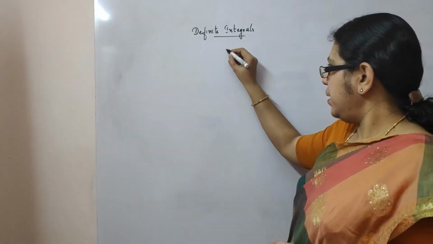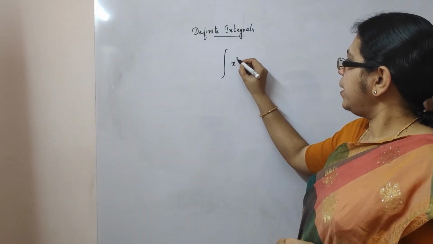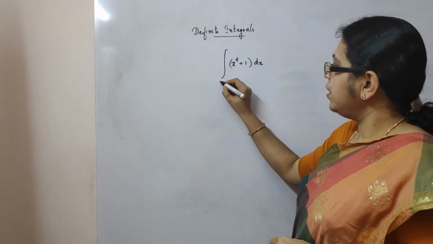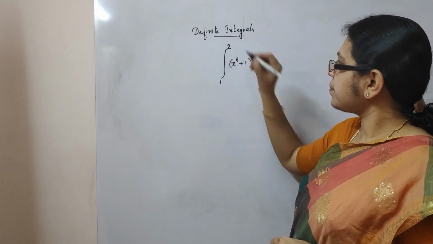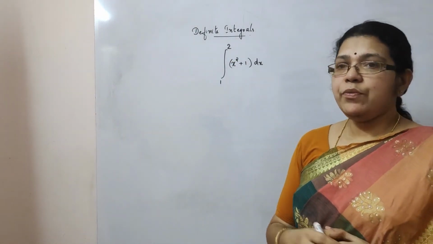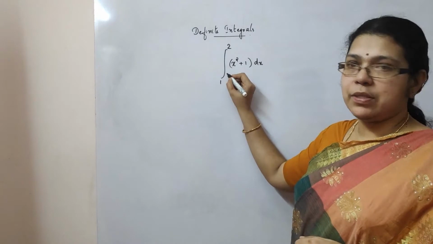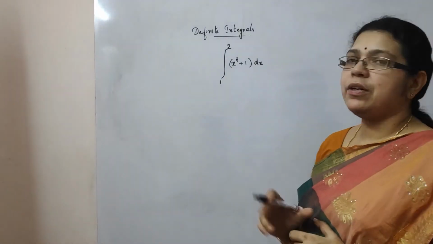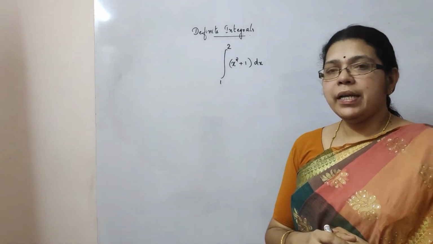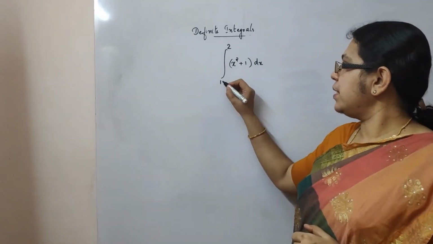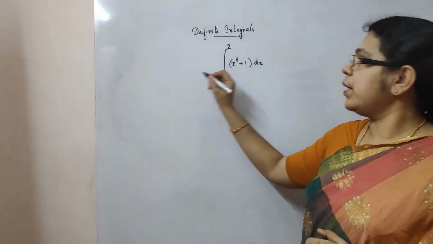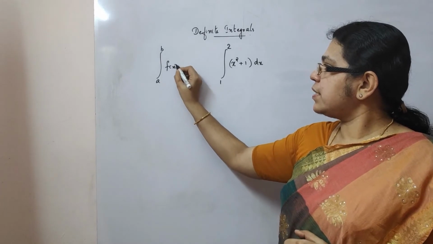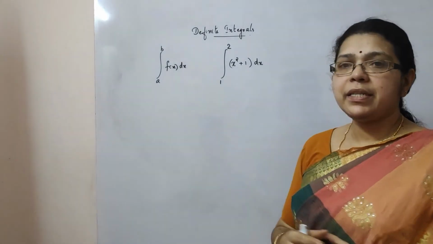For example, the integral of x square plus 1 into dx. Now, for a definite integral, you have values on the integral. We call these limiting values. This is the lower limit, this is the upper limit. Now, how to find the value of this definite integral? An integral given in the form integral 1 to 2 of x square plus 1, or in general, integral a to b f of x dx, is called a definite integral.